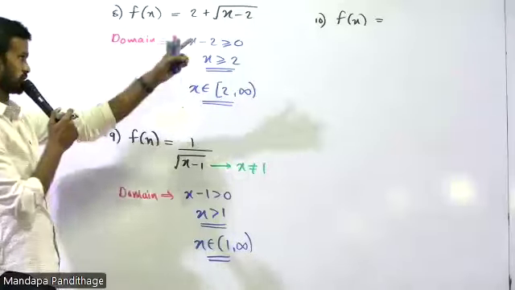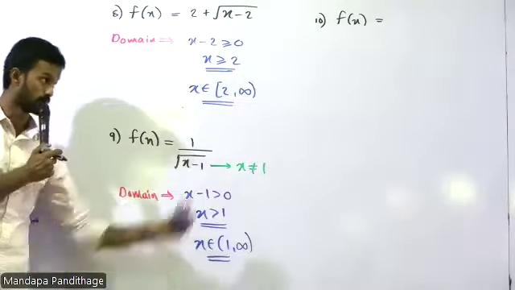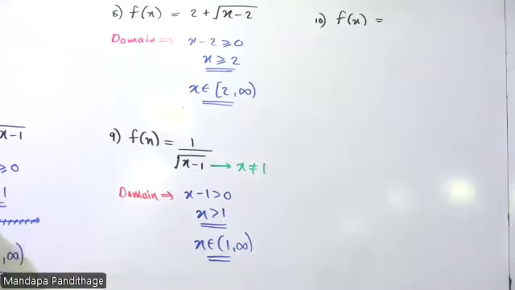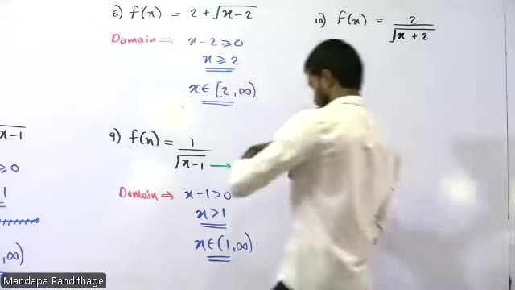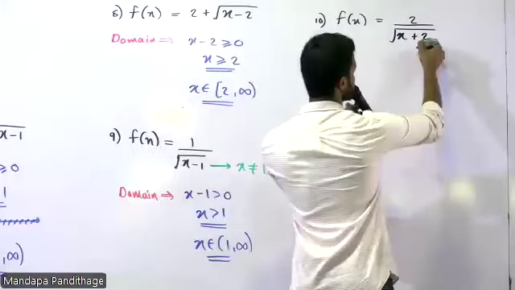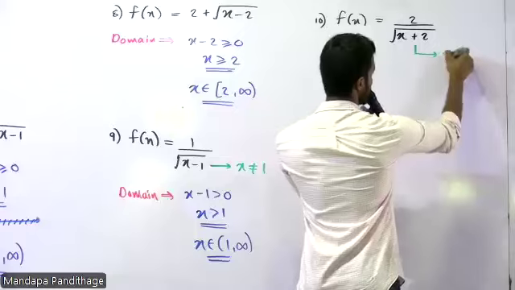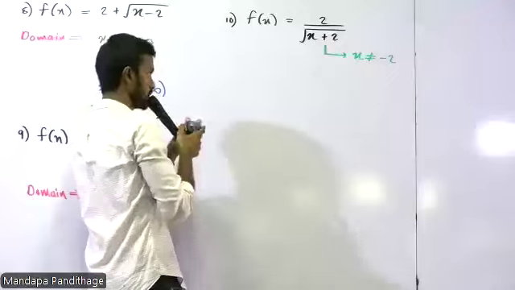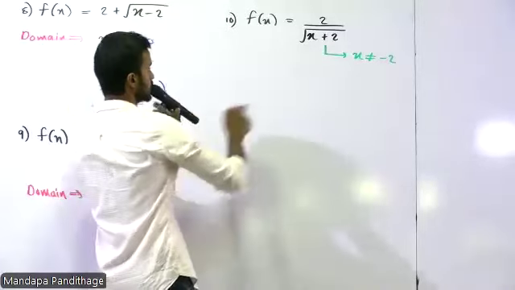Okay, so then do question number 10. If you have done this correctly, good. If you have made any mistake, correct it in question number 10. Okay, so even here, since the square root is in the denominator, it can't be equal to 0. So x is not equal to minus 2.